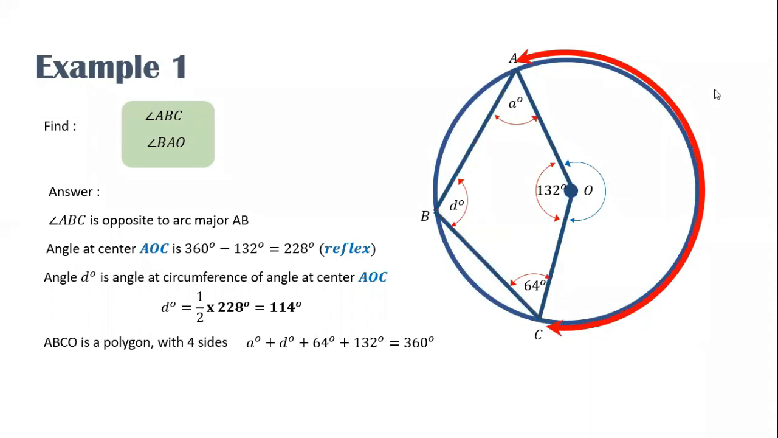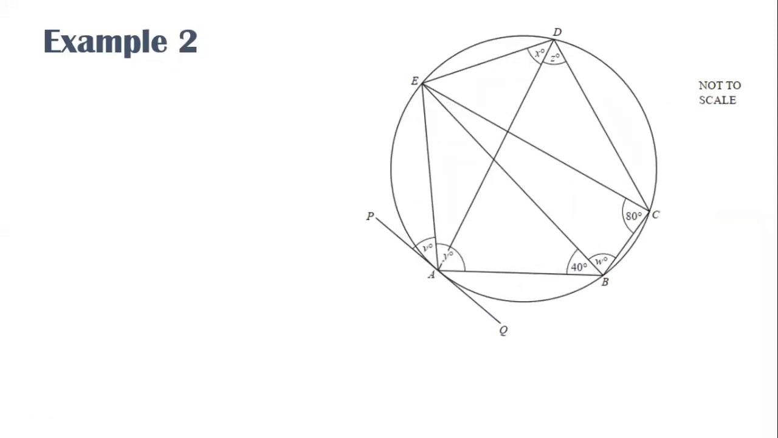Okay, next. Now we're going to complete the data. A degrees plus 114 degrees plus 64 degrees plus 132 degrees equals 360 degrees. So it means A degrees is 50 degrees. Very easy, right? Very good. Okay, students, we go to the next example. This is the second example. Okay, students, this is very easy.